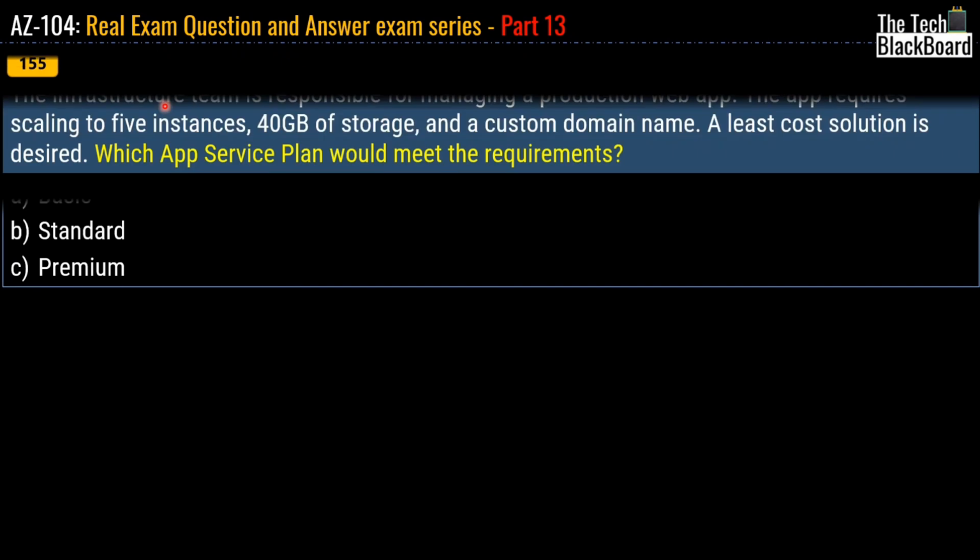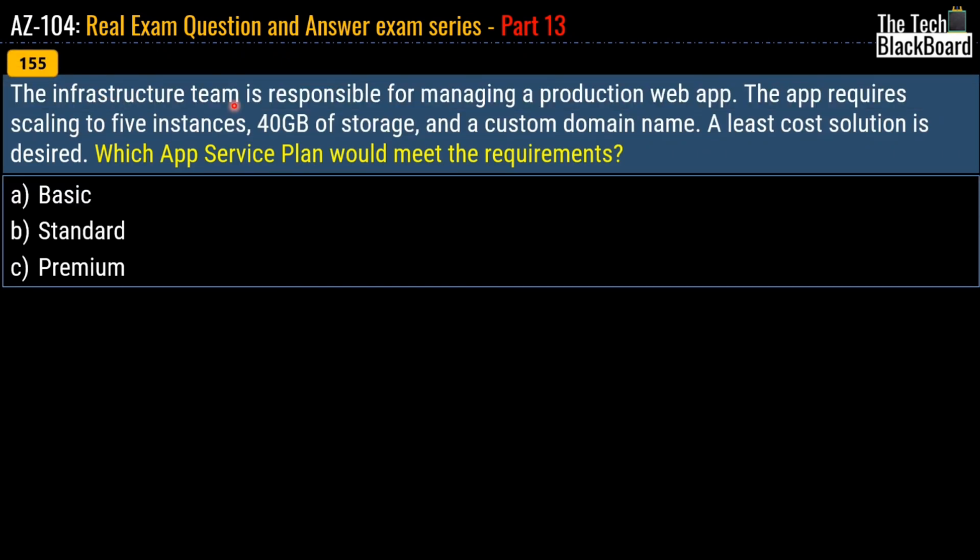Moving ahead with question number 155, and it says the infrastructure team is responsible for managing a production web app. The app requires scaling to 5 instances, 40 GB of storage and a custom domain name. A least cost solution is desired. Which app service plan would meet the requirements? And your options are basic, standard, premium. Very simple question and the answer for this question is standard.